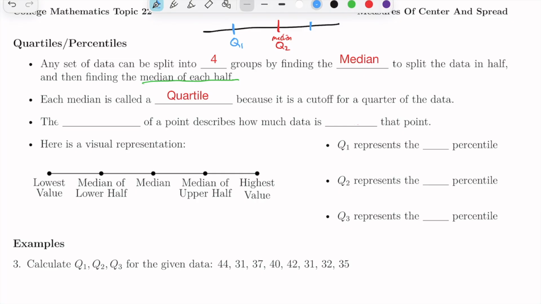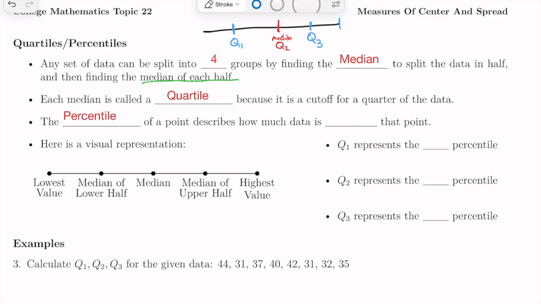So I'm sorry, the first one is Q1, the second one is Q2, the third one is Q3, and that's really about it. Some people say the maximum value is Q4, but that's not really that common to do. We just call it the maximum. Okay.